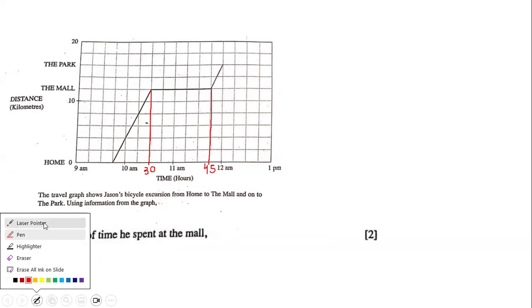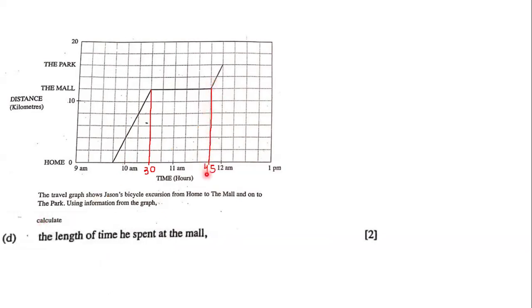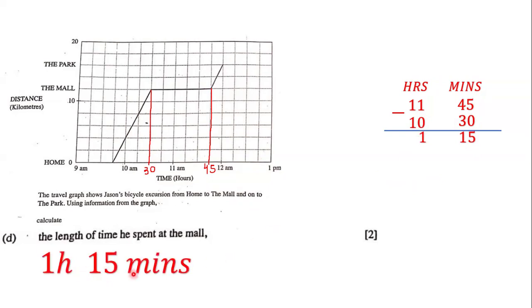We have to subtract those two times. This is 11:45 because this is 11, 11:15, 11:30, 11:45. This is 10:30 because this is 10, 10:15, 10:30. And so we have to subtract those two times. 11:45 minus 10:30. 45 minus 30: 5 minus 0 is 5. 4 minus 3 is 1. 11 minus 10 is 1. So that means that the length of time he spent at the mall is 1 hour and 15 minutes.